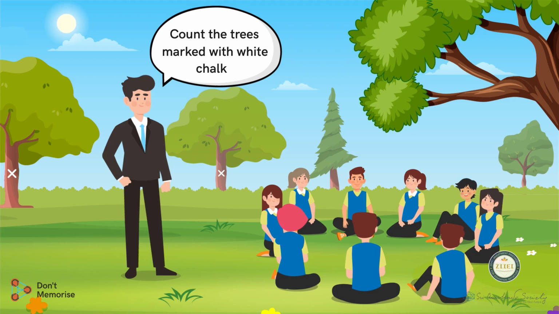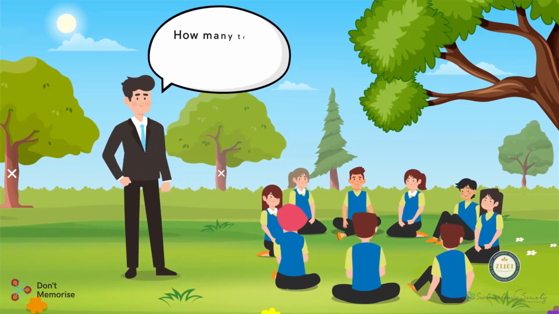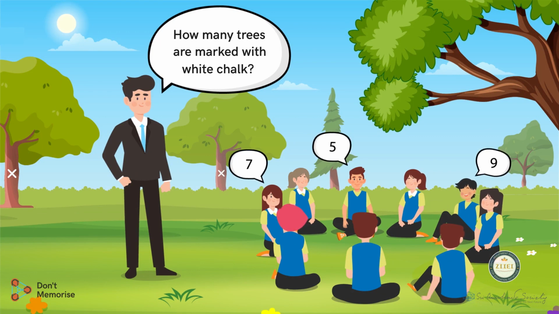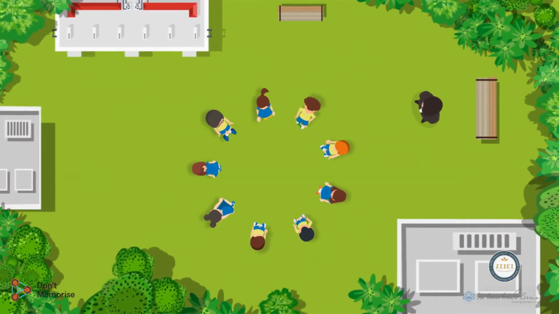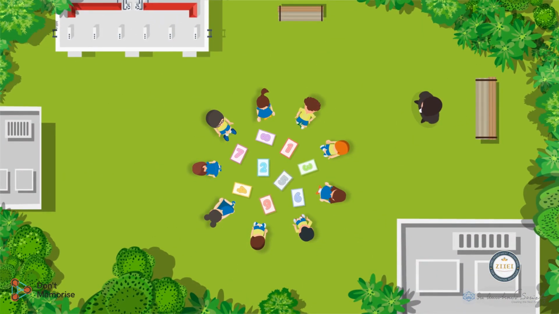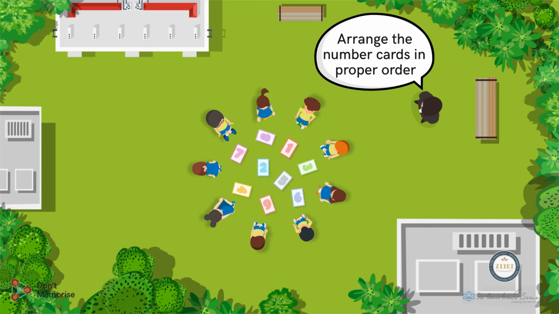Continue to interact with the students to help them recognize the numbers and count the number of objects. Ask them how many trees are marked with the white chalk on them. The possible responses will be anywhere between 1 to 9. Continue with the activity by spreading the number cards randomly and putting them in the center of the circle formed by the students. Tell the students to arrange the number cards in a proper order.